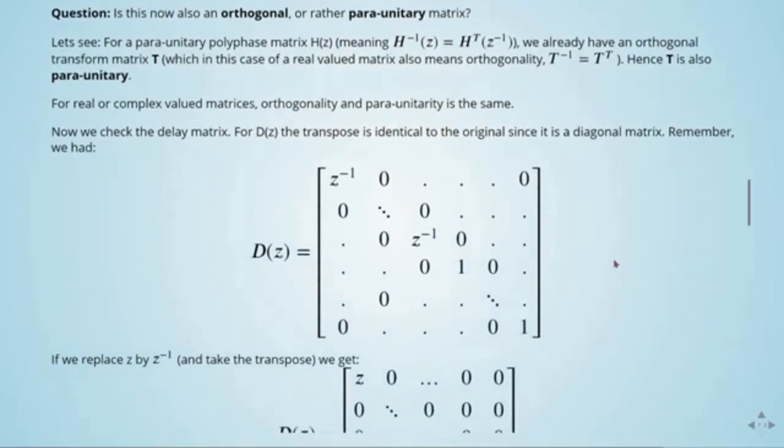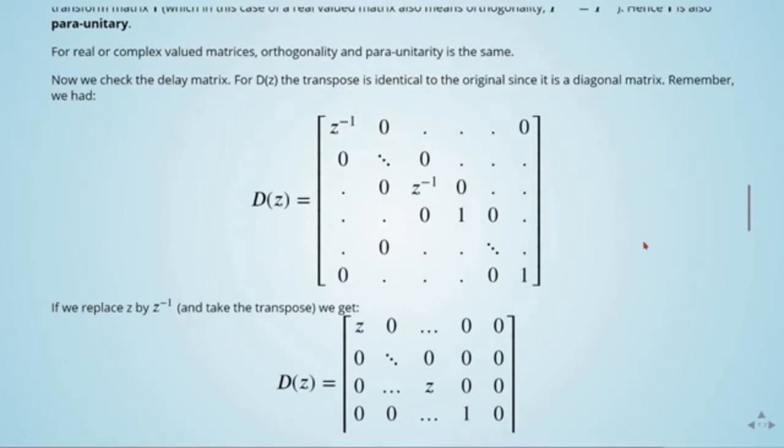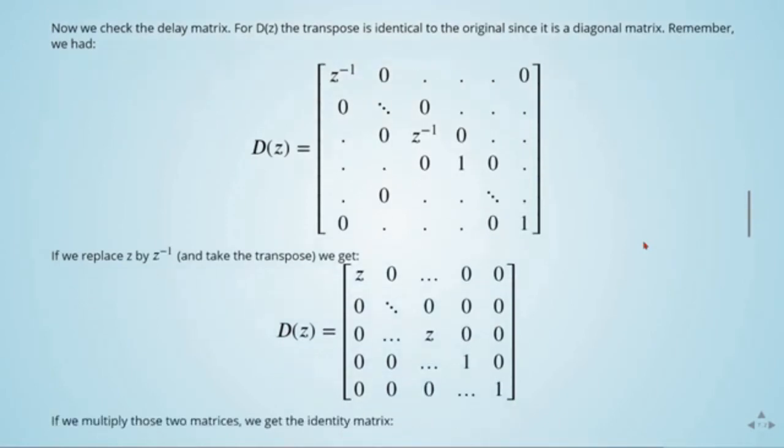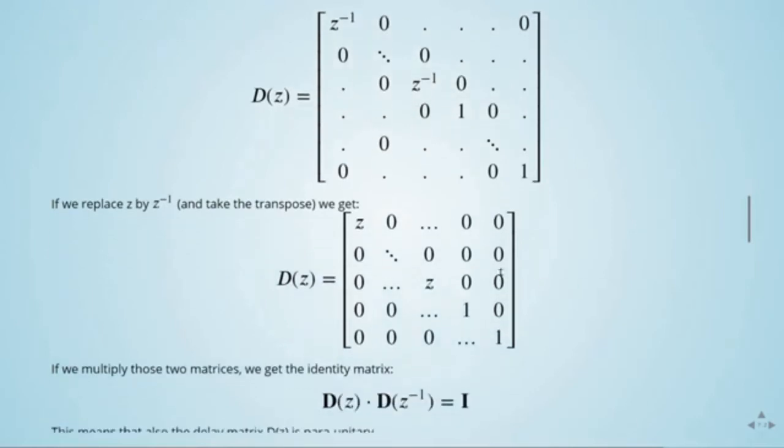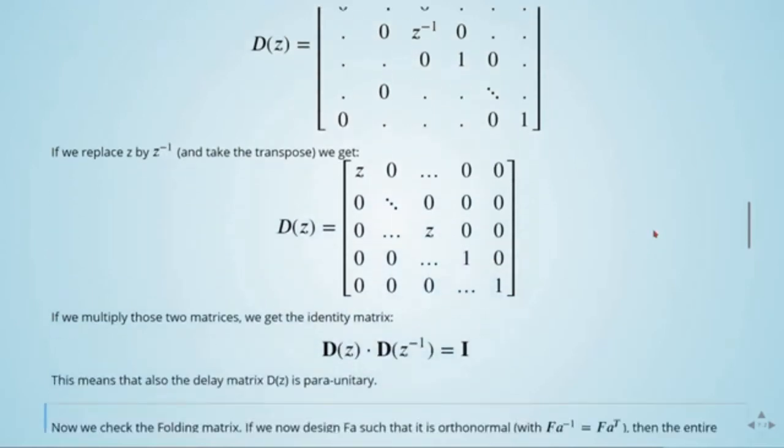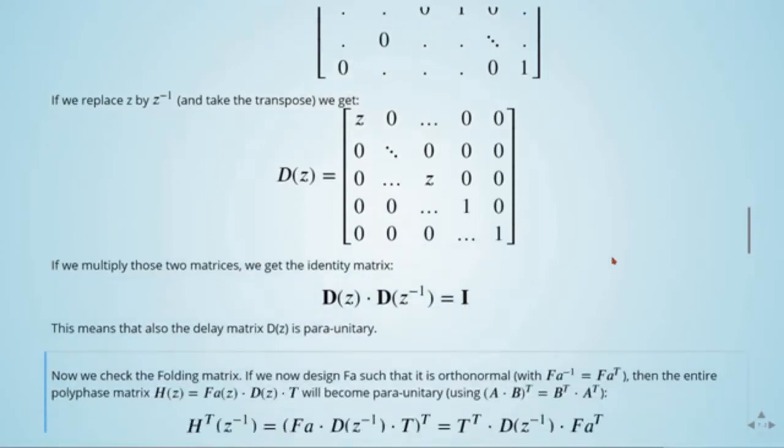Remember, we have D of z, the delay matrix given here, and we have this diagonal. If we replace z by z to the power of minus 1, and then take the transpose, we will get D of z to the minus 1 here. And if we multiply those two matrices, we will get the identity. This means that also the delay matrix is para-unitary.